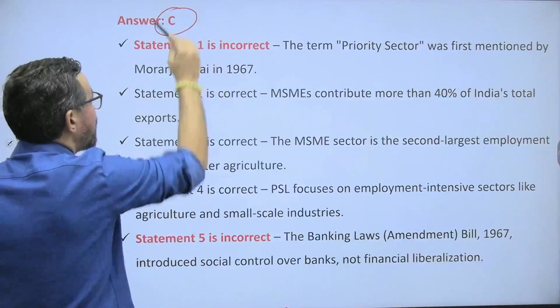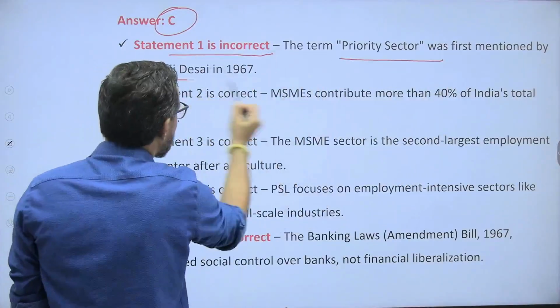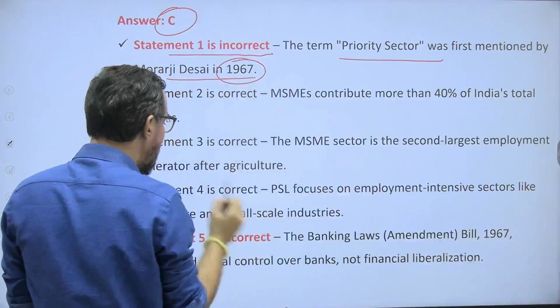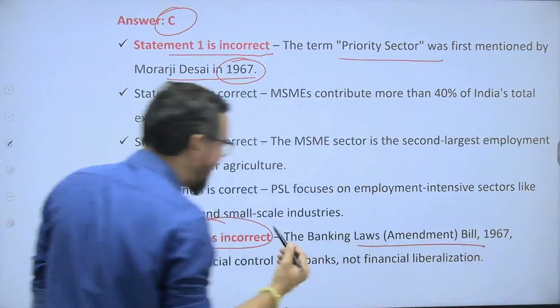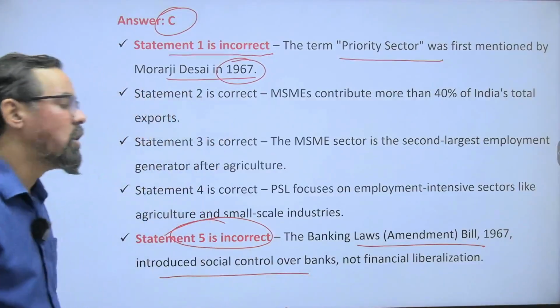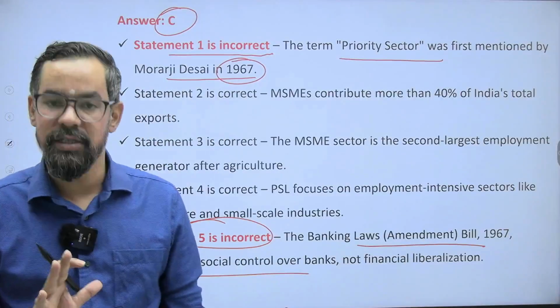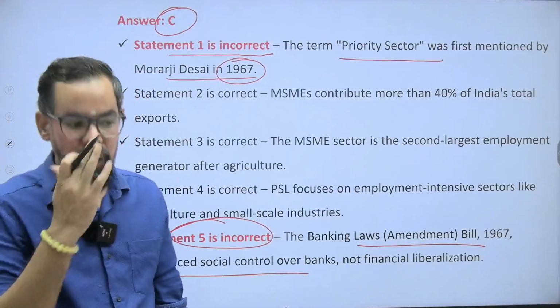Okay? So statement 1 was wrong. Priority sectors were first mentioned by Morarji Desai in 1967. And statement 5 was wrong. The Banking Law Amendments of 1967 introduced social control over banks, not financial liberalization. I hope you are building your understanding around this.